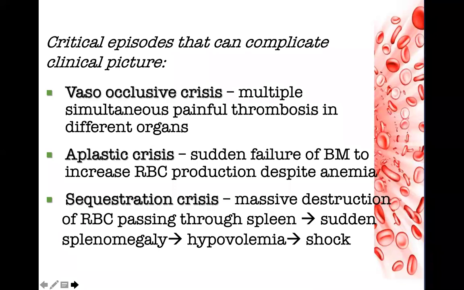So what are the critical episodes that can complicate sickle cell anemia? One is the vaso-occlusive crisis, which may result in multiple simultaneous painful thromboses in many organs. Another is the aplastic crisis, where there is a failure of the bone marrow to increase RBC production in spite of overwhelming anemia. Another is the sequestration crisis, which could result in massive destruction of red cells passing through the spleen. In that case, the sudden splenomegaly may lead to hypovolemia and shock.